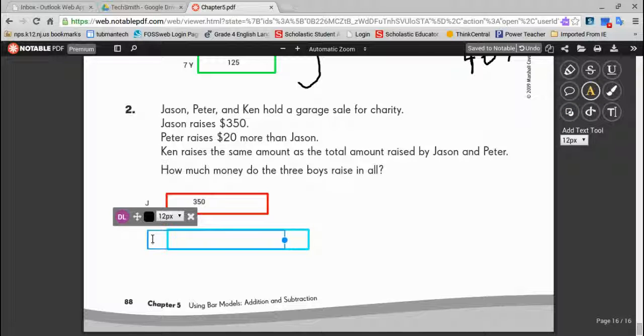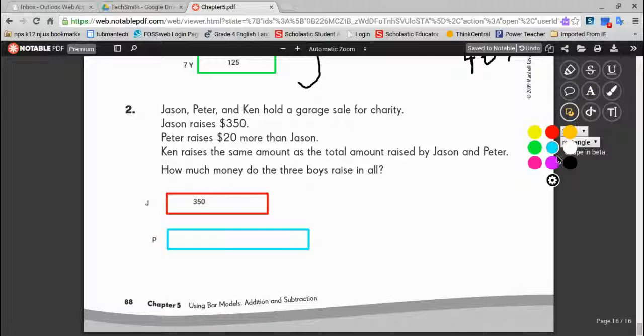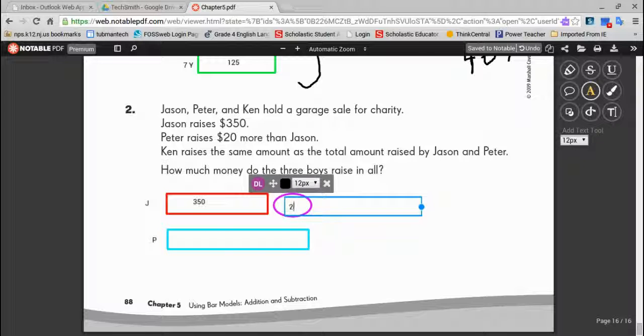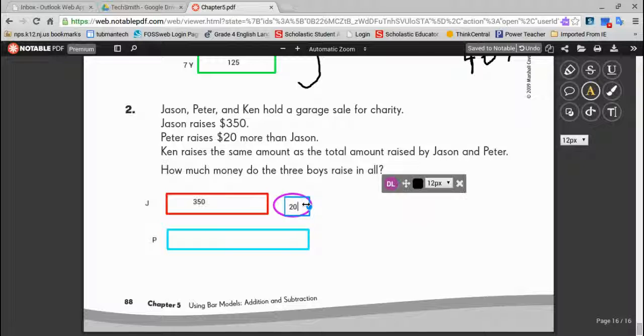And this is Peter. Now, he doesn't raise $20. He raises $20 more. And if he does that, that means he raised what Jason raised and more by $20, which means that that more is my empty space right over here. Let's make it a circle. So that more is that $20, that empty space right over here. And here I'll put the $20.